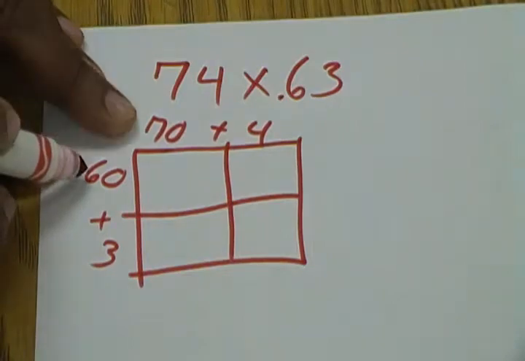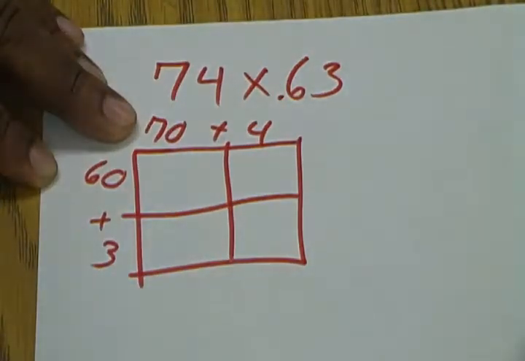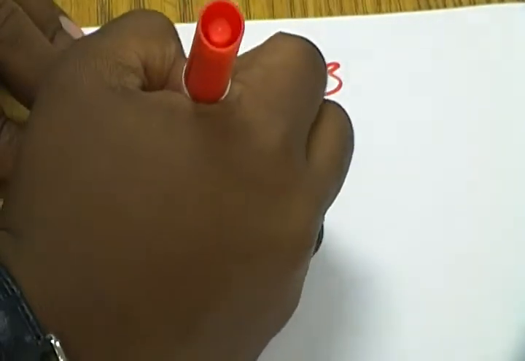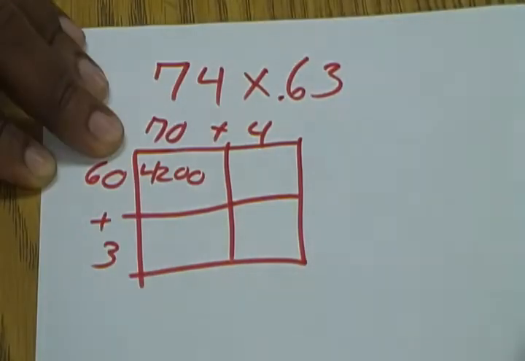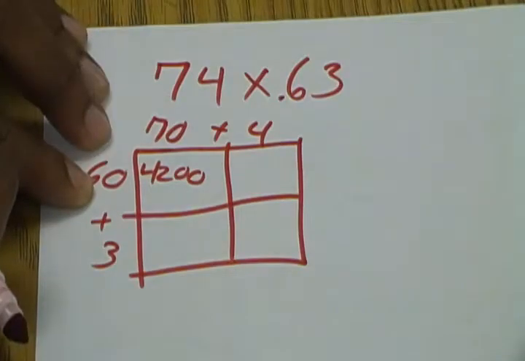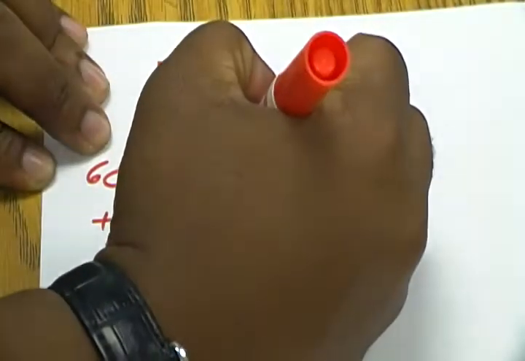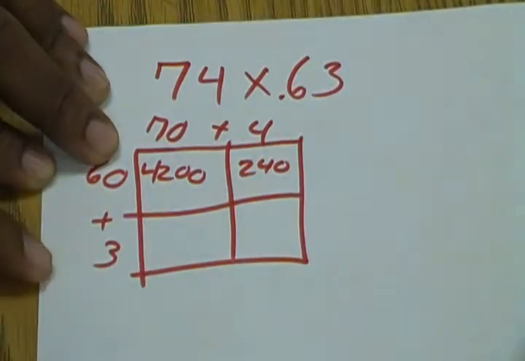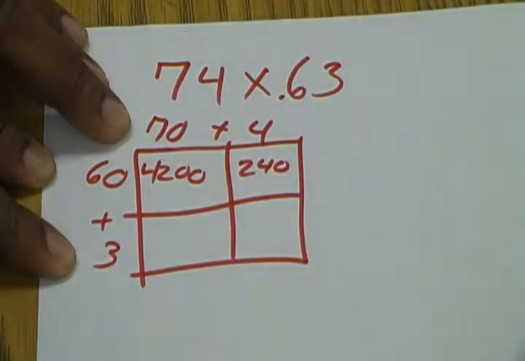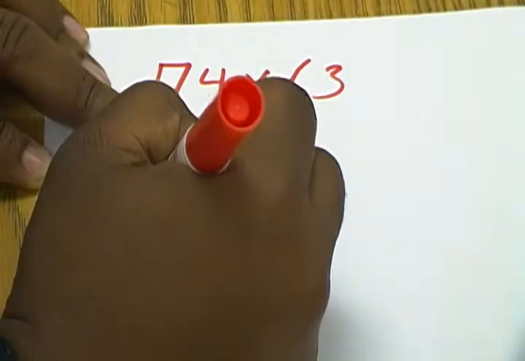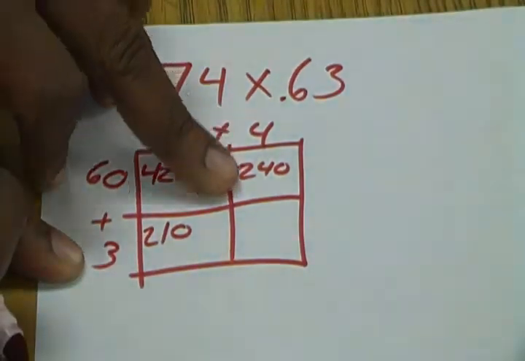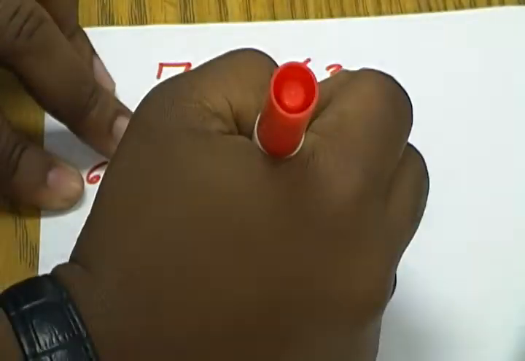Alright, 6 times 7 gives us 42. Plus 2 zeros, 4,200. We come over to our next quadrant. 6 times 4 is 24, plus a 0, 240. Going to our third quadrant here. 3 times 7 gives us 21, plus a 0, 210. And then last place we have 4 times 3, which is 12.